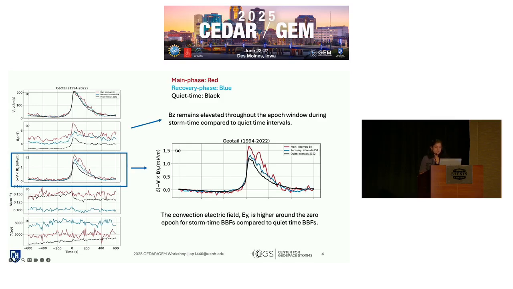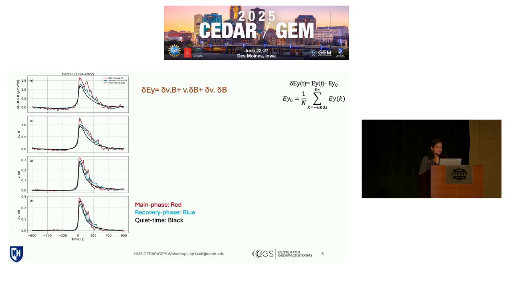To see the contribution of the velocity and the magnetic field components of this, we did a superposed epoch analysis of this expression, where the delta values indicate the relative difference of these parameters from the mean value before the zero epoch. The first one shows the delta values of EY, and the second one is delta V dot B, the third panel shows V dot delta B, and the fourth panel is delta V dot delta B.